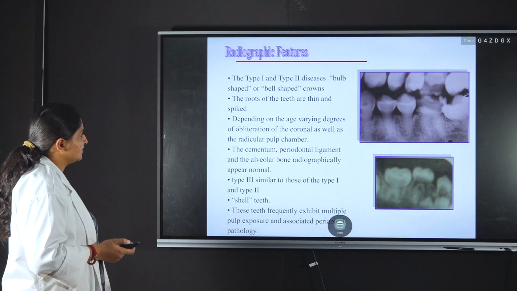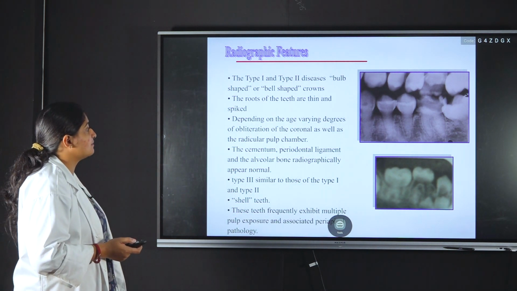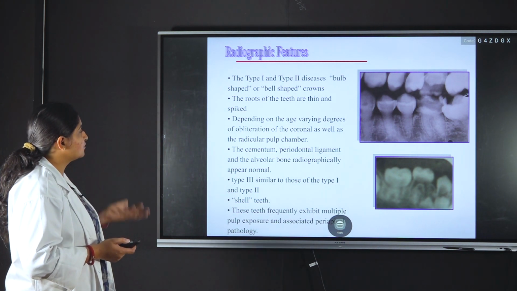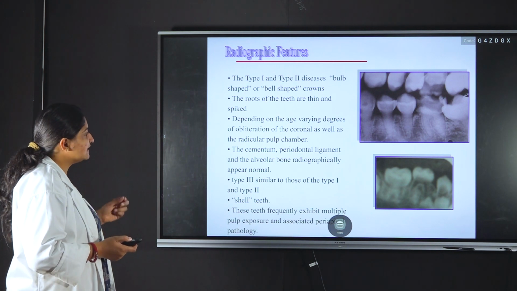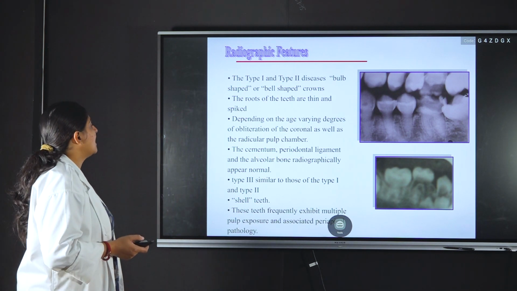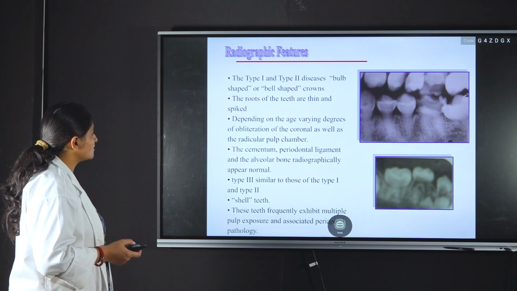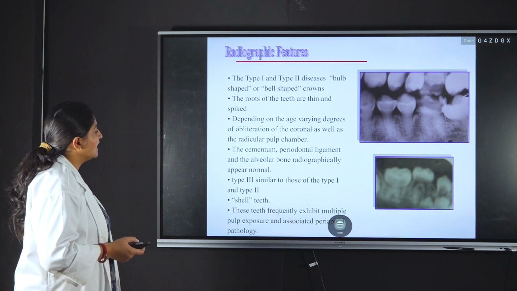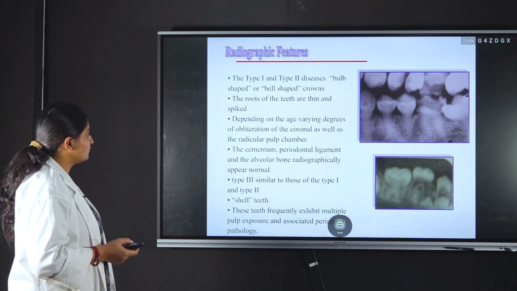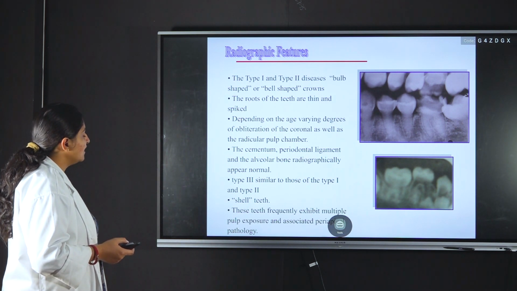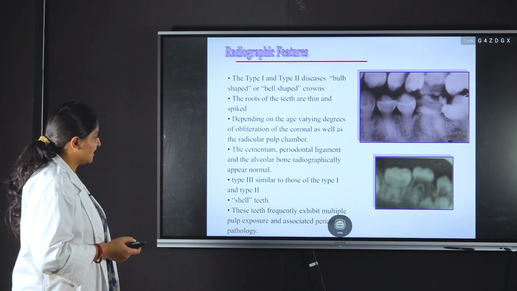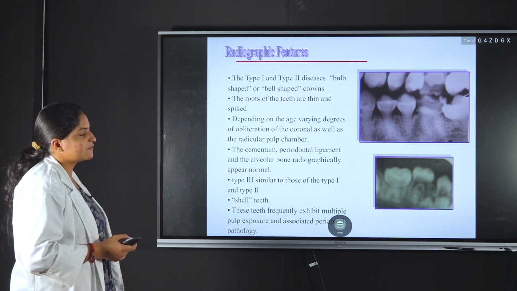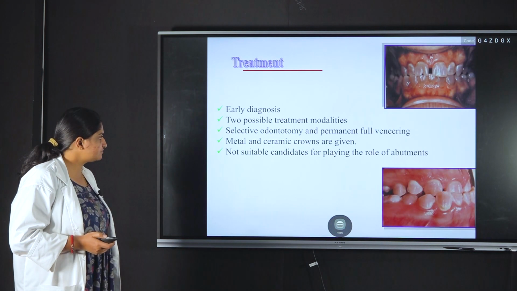Coming to the radiographic features, we can see bulb-shaped or bell-shaped crowns, and the roots of the teeth are thin and spiky in nature. Depending on the age, varying degrees of obliteration of the coronal as well as the radicular pulp chamber is seen. The cementum, periodontal ligament and alveolar bone radiographically appear normal. Type 3 is similar to type 1 and type 2, and these may be presented as shell teeth also.